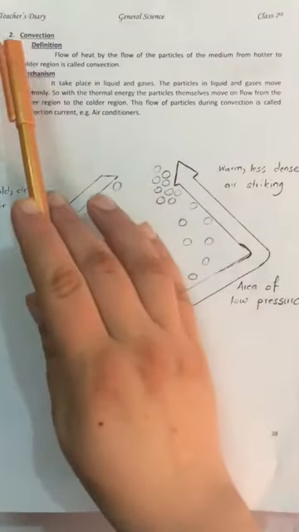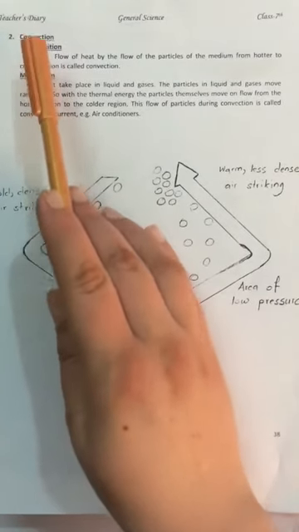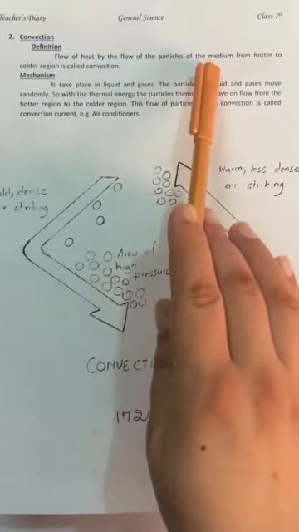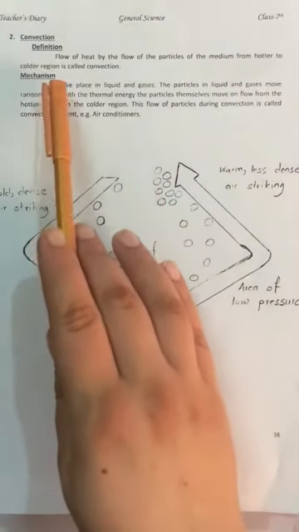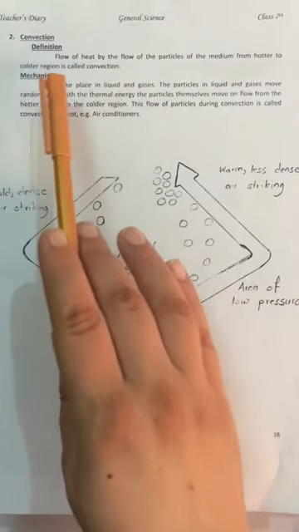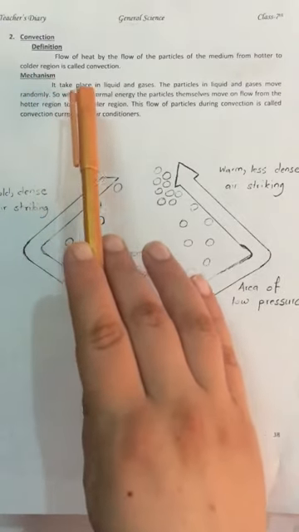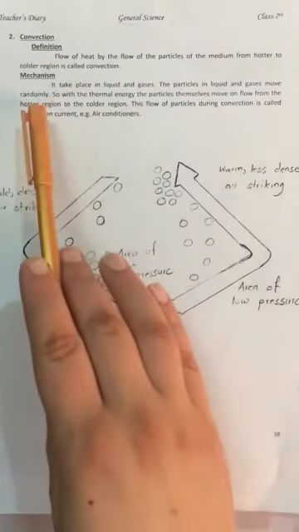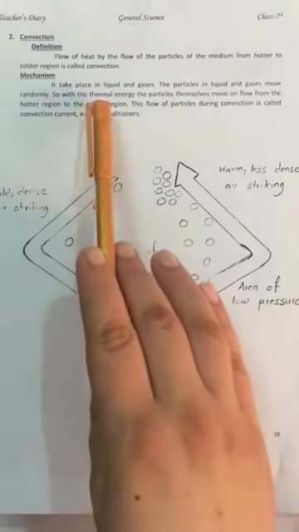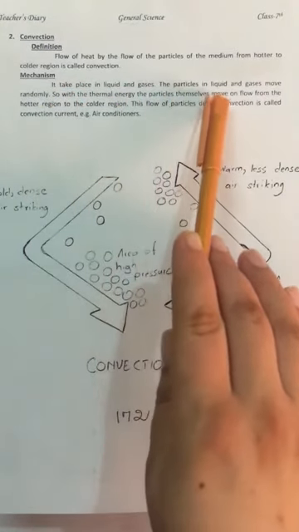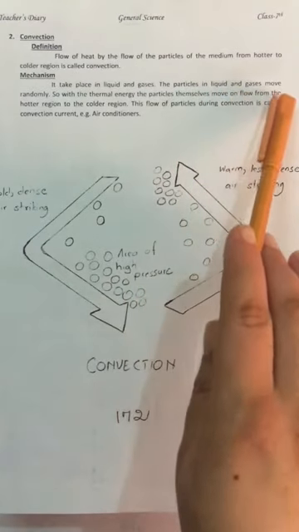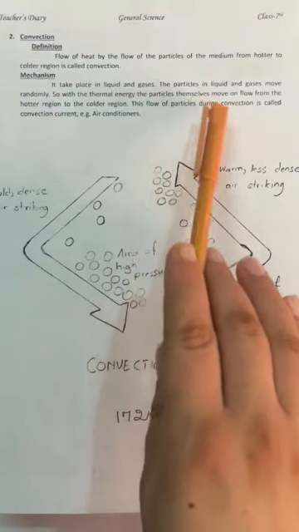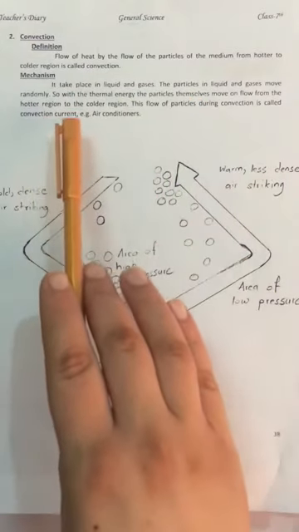Okay students, now number 2 heading is convection. Definition. Flow of heat by the flow of the particles of the medium from hotter to colder region is called convection. Mechanism. It takes place in liquid and gases. The particles in liquid and gases move randomly. So with the thermal energy, the particles themselves move or flow from the hotter region to the colder region. This flow of particles during convection is called convection current.